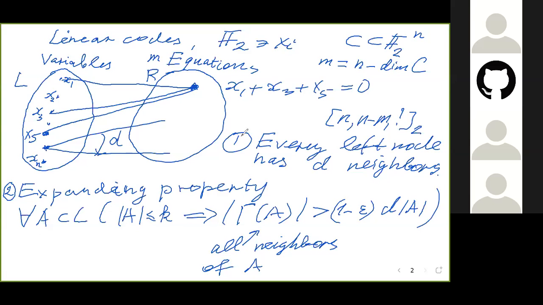And the graphs satisfying 1 and 2 will be called D, K, epsilon expanders.